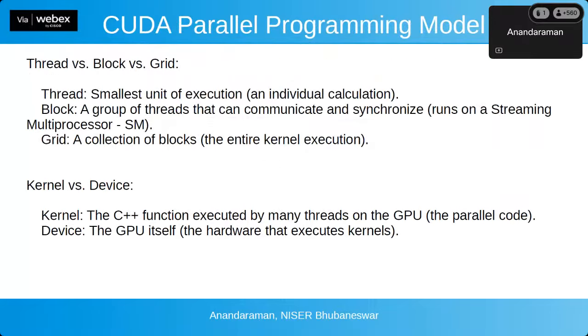So here, thread, the superset of thread is blocks, and the superset of blocks is grids. This is how we have to program CUDA. Small units of execution are called threads. Then a block is a group of threads that can communicate and synchronize, running on the streaming multiprocessor (SM). A grid is a collection of blocks, the entire kernel execution.